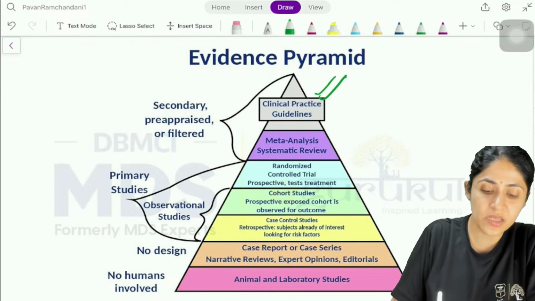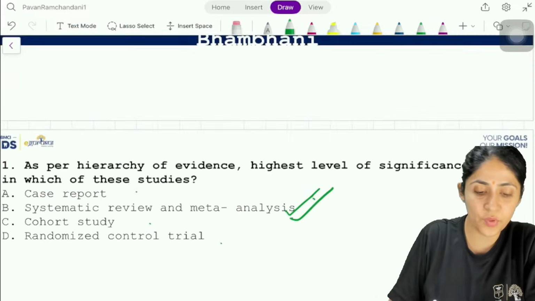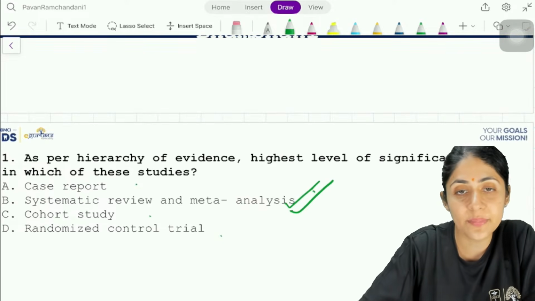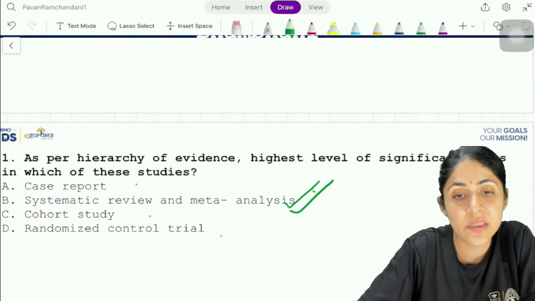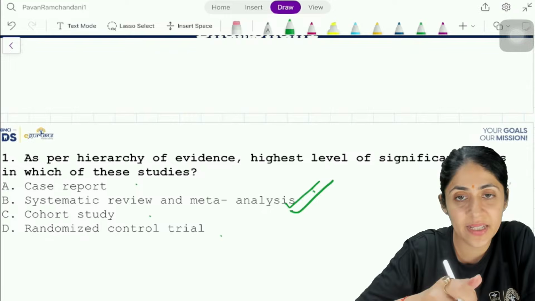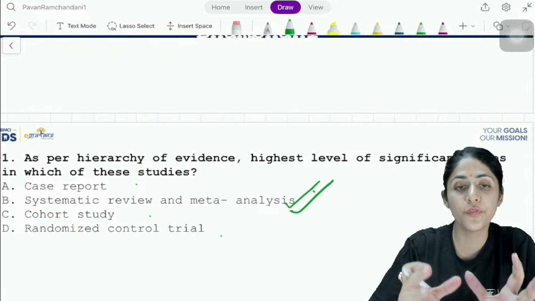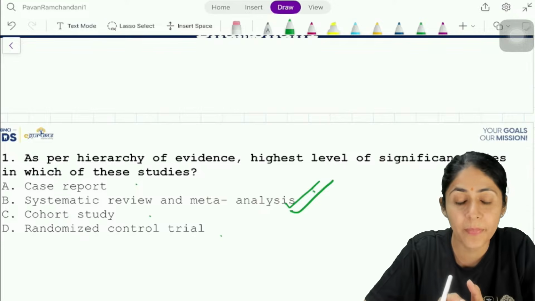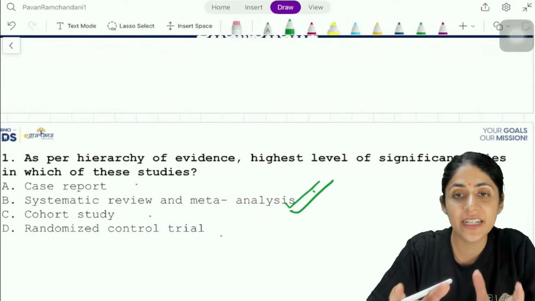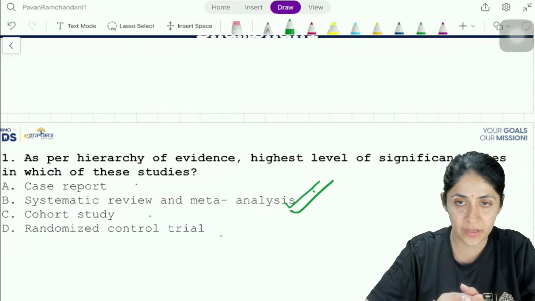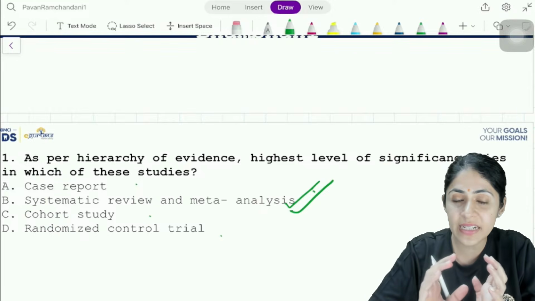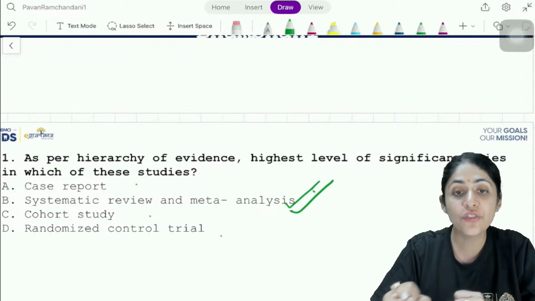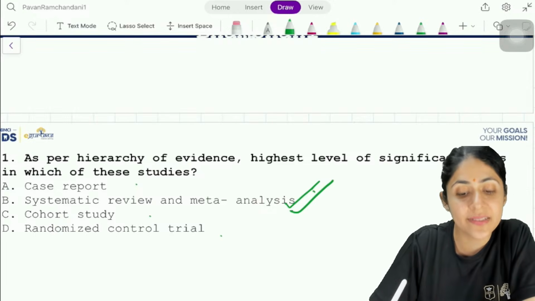Now what is a systematic review? We keep saying that systematic review has the highest level of evidence. Systematic review is basically that you are systematically identifying and selecting studies. For example, you have a topic which is post-COVID mucormycosis. You collect all the articles on that particular topic, and then you critically analyze them. So this is a much stronger evidence. That is a systematic review.